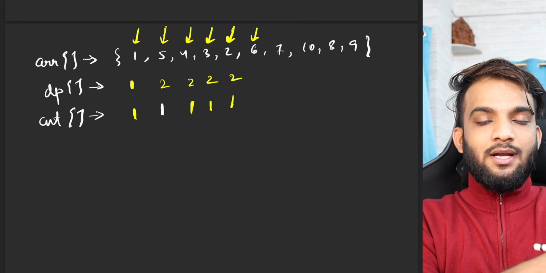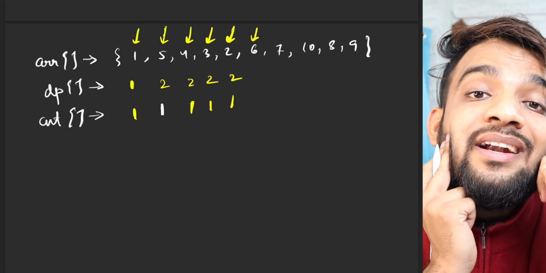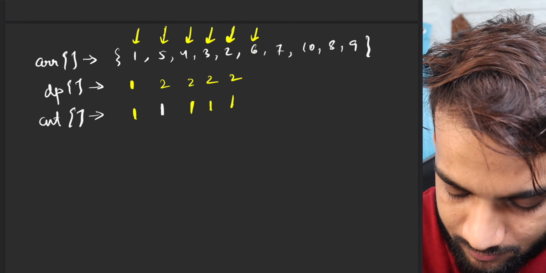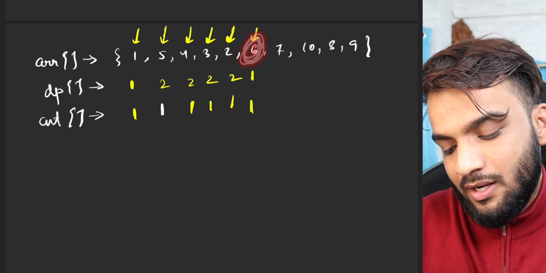All your focus back. Okay. Now the moment you move to 6, you ask who can attach it. So 6 initially will have a length 1 and a count 1. But that's for 6 itself. Now you look at the previous.